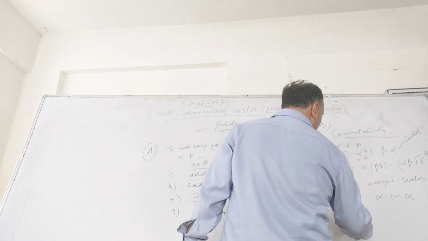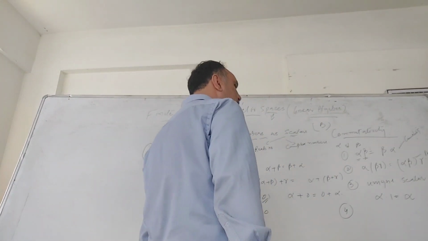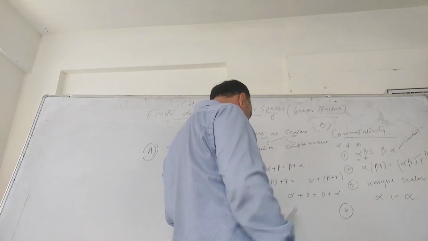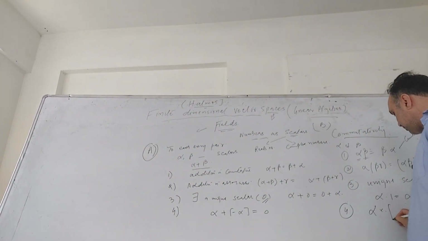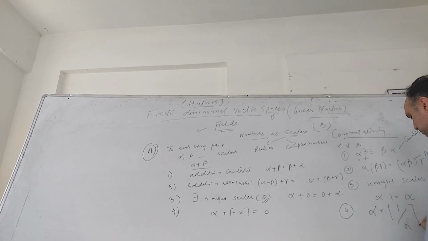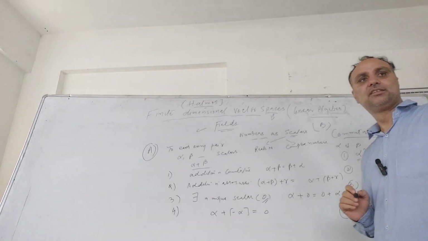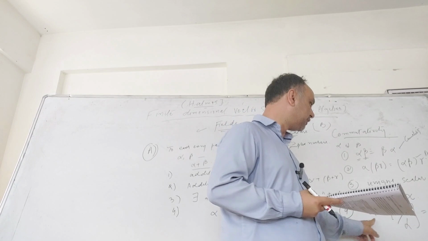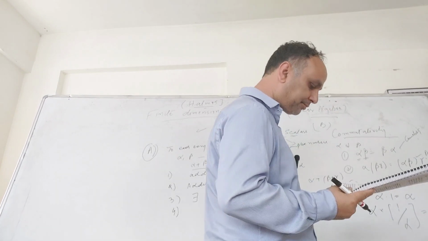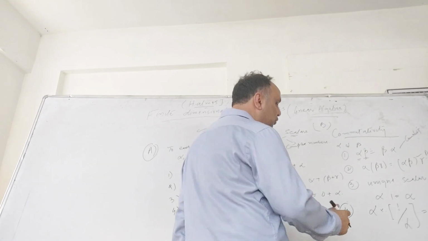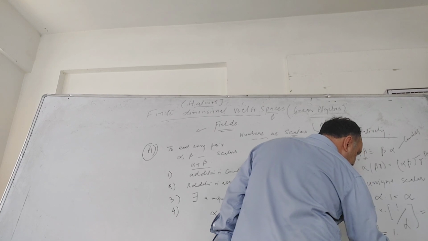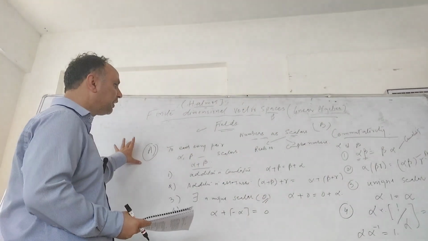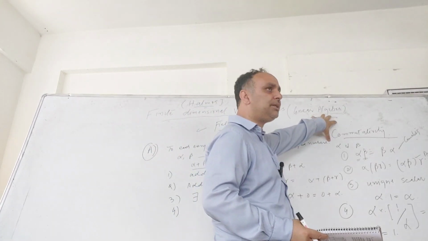And the last property is that we should have a unique scalar such that if you multiply it by that scalar, it will give you the identity element 1. Got my point? So it's like this. Or you can also write it in terms of alpha inverse, such that alpha times alpha inverse is equivalent to 1. So this is A, this is B.